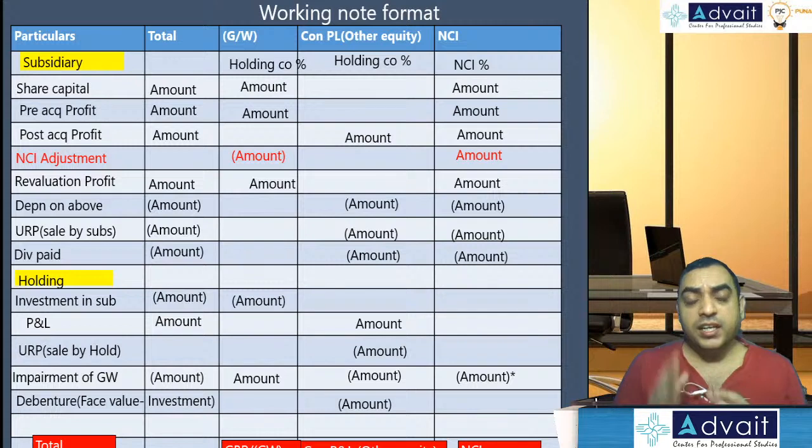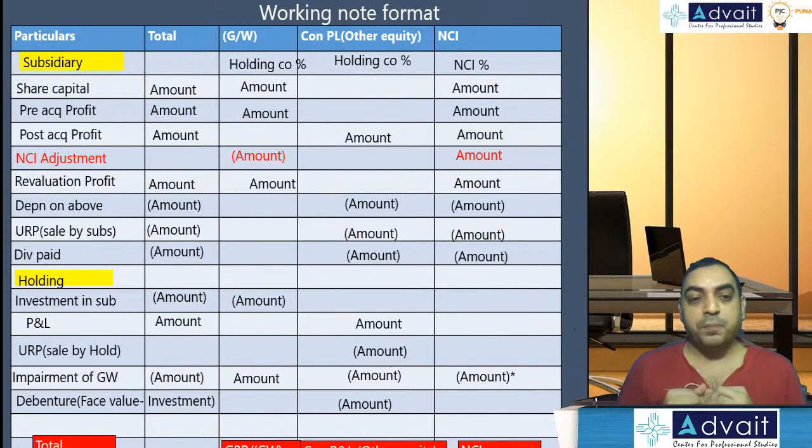Then dividend proposed and dividend declared should be ignored. Dividend paid should be considered in these adjustments. It should be added to the current year P&L account and closing balance of the P&L account. Then you do the pre and post classification. And for dividend paid, no worry about pre-post classification. Subtract in con PL and subtract in NCI. That is the simplest adjustment.